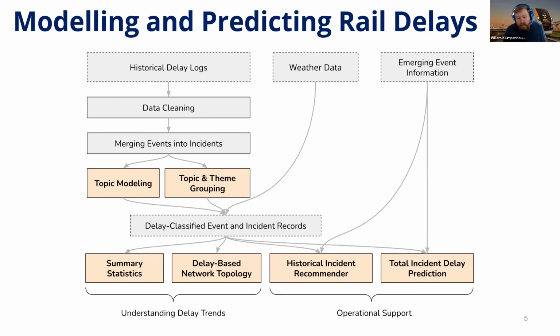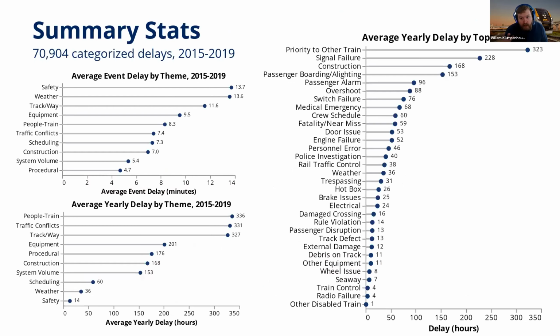And then on the bottom we have 4 different outputs that we provided also in the paper, and we'll go through each of those as well. So 2015 to 2019, we had about 70,000 delay, almost 71,000 delay records. We sort of summarized them into what I called themes, which are very much large themes in terms of delay.